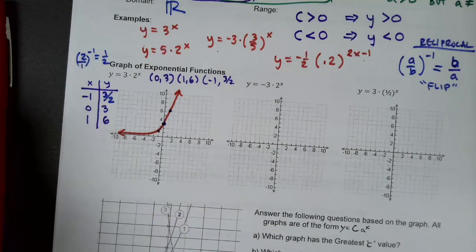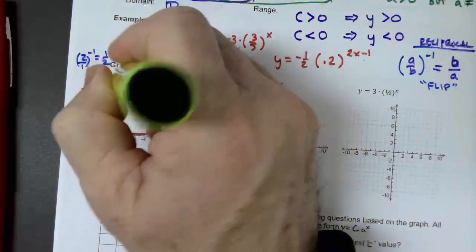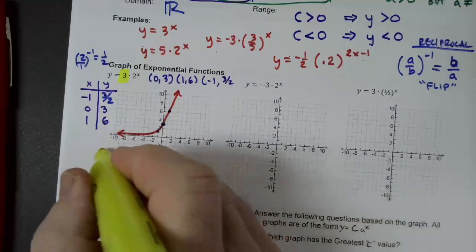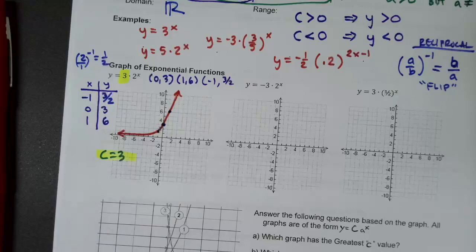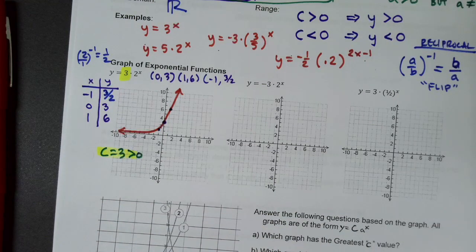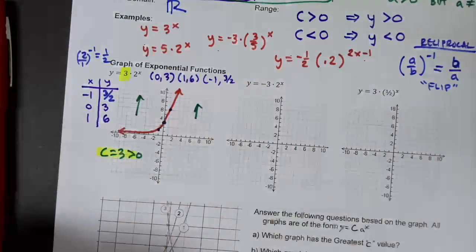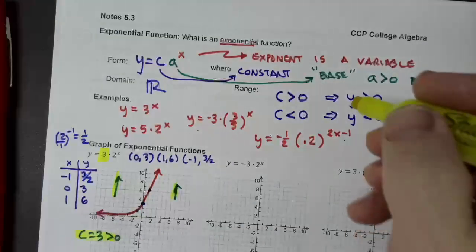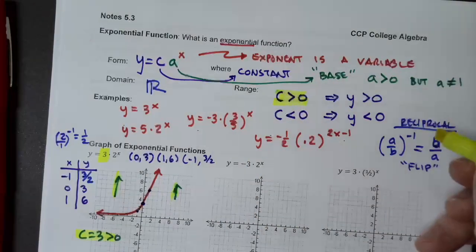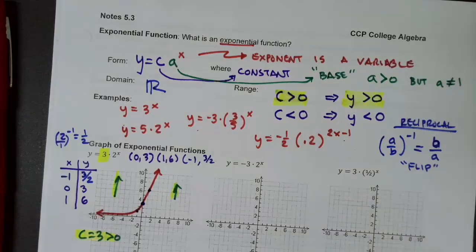And take a quick look at this. From here, you can see that our c value is 3. That is, of course, greater than 0. That's why all of this graph is above the y-axis. Remember what we said up here. When c is greater than 0, the range will always be y is greater than 0.